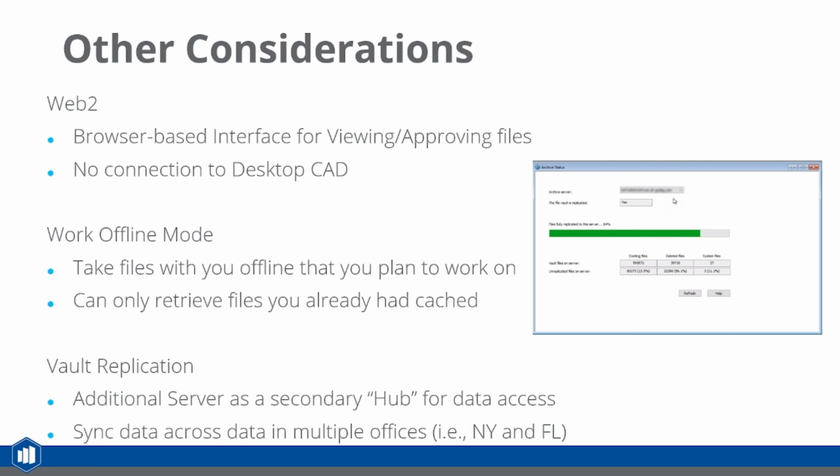Okay. I also want to touch on vault replication. So this is something that can be set up on the PDM server side, where an additional server is configured to be a secondary or tertiary or however many hub for your data access. So you can replicate your vault out to a number of locations, and this is typically used to sync data across multiple offices. So let's say your company has an office in New York and in Florida.